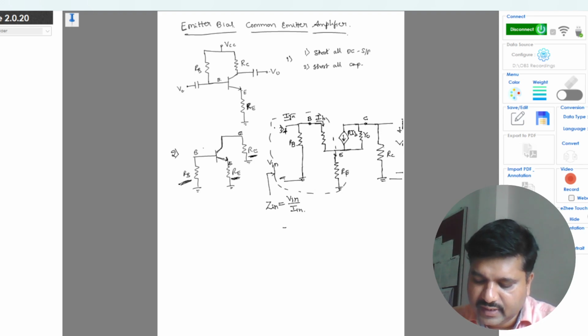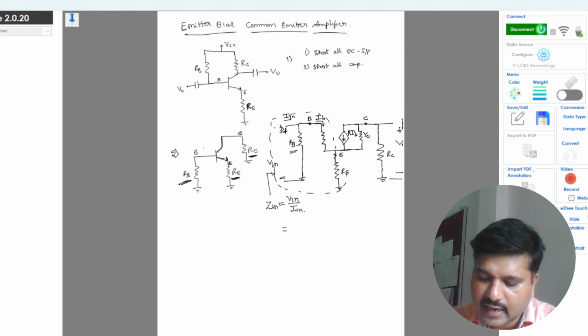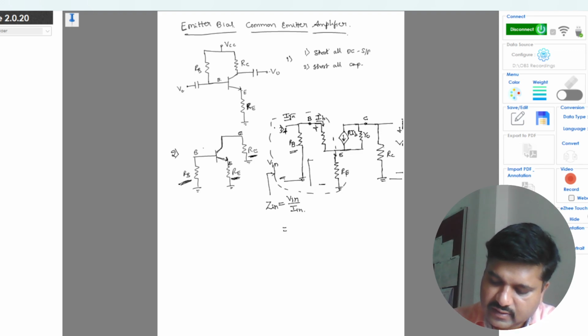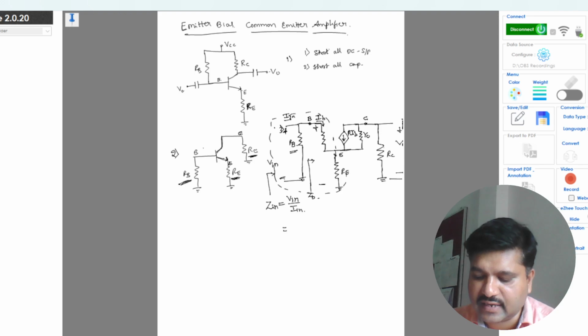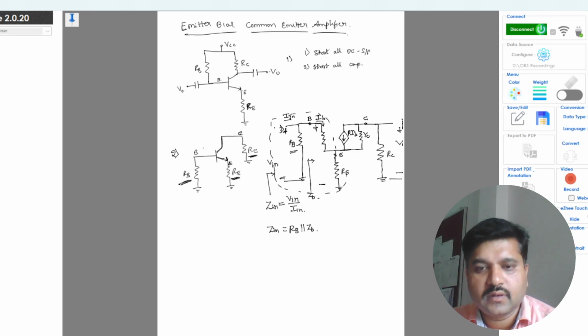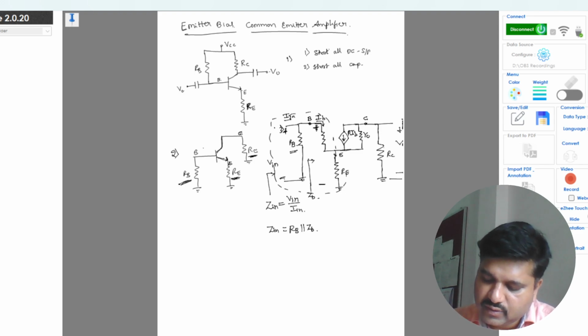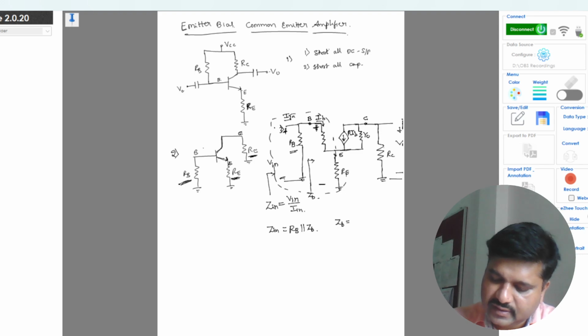We see RB as one resistance component, and another resistance component we see between this base terminal and the reference. We call this ZB for our analysis as of now. First we mention Zin is equal to RB parallel with ZB. ZB is nothing but the impedance seen between these two terminals. So what is ZB? The impedance seen between these two terminals.